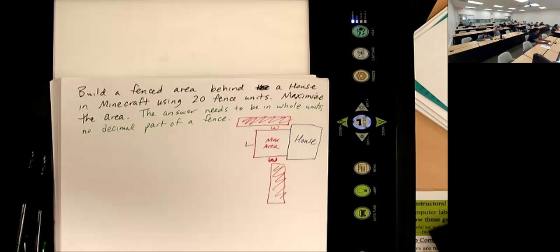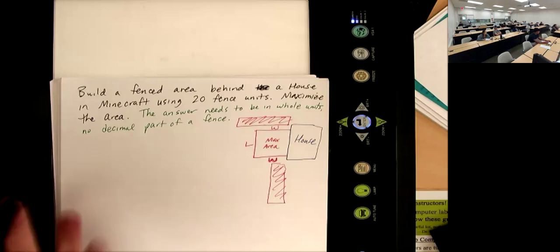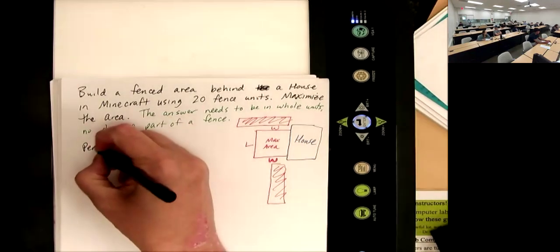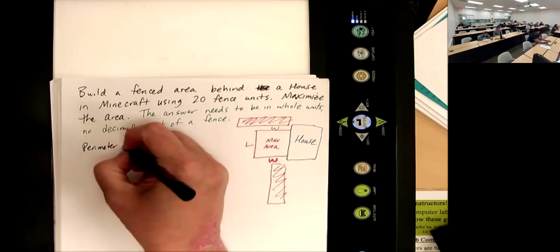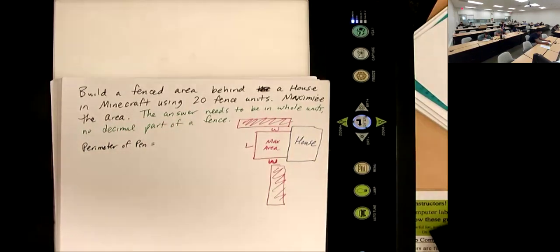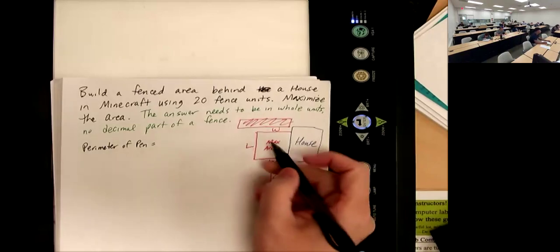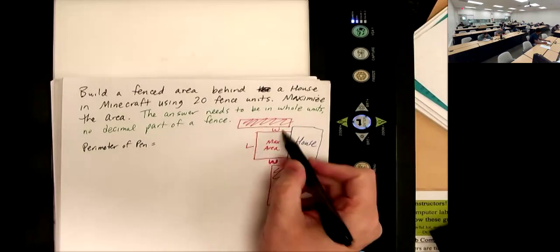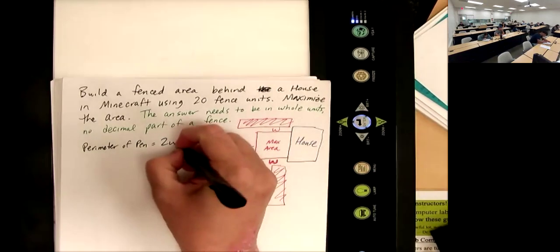Alright, so now we're looking for any relations that we should try to get here. One of them would be maybe the perimeter, the perimeter of the fence or perimeter of the pen. A full rectangle would be 2 times the length and 2 times the width, but we don't have that here. We have one W and 2 Ws. 2 Ws and 1 L.